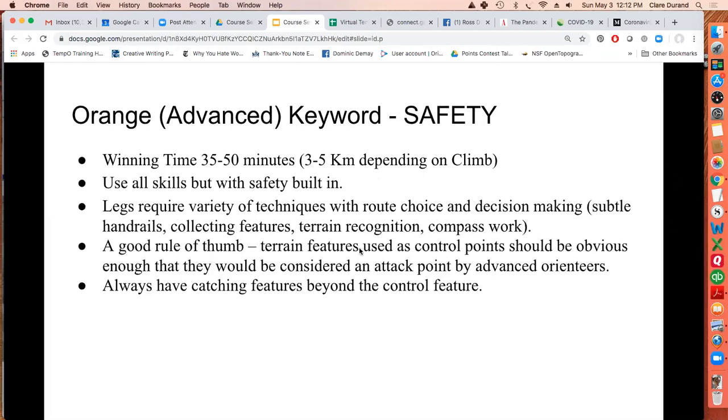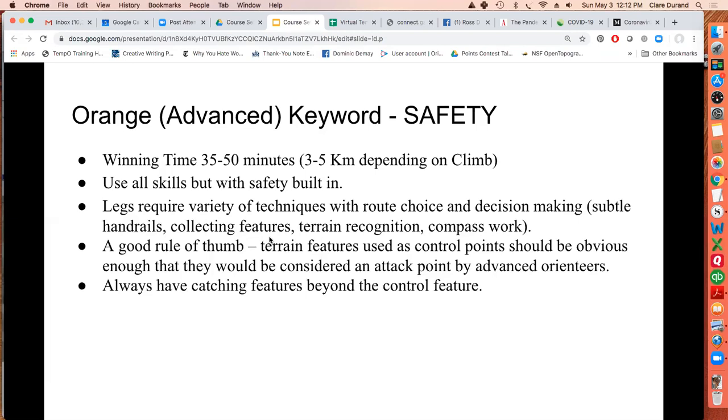So you're going to have a variety of techniques. There should be some route choice, not necessarily on every leg, but at least on some legs, and decision making, places where people have to think about what they're going to do. So things you can use: subtle handrails. So what do I mean by a subtle handrail? Something like a reentrant is a really good orange level handrail. A major reentrant, having to go up or down that, something like that.